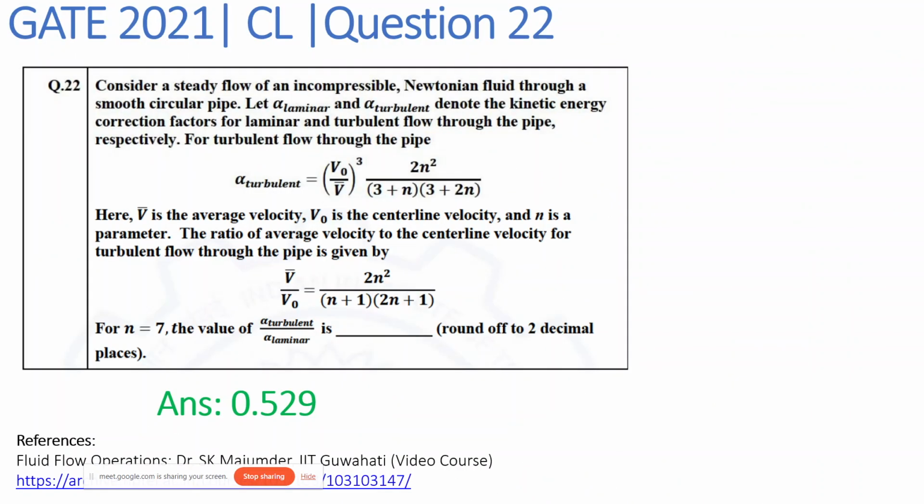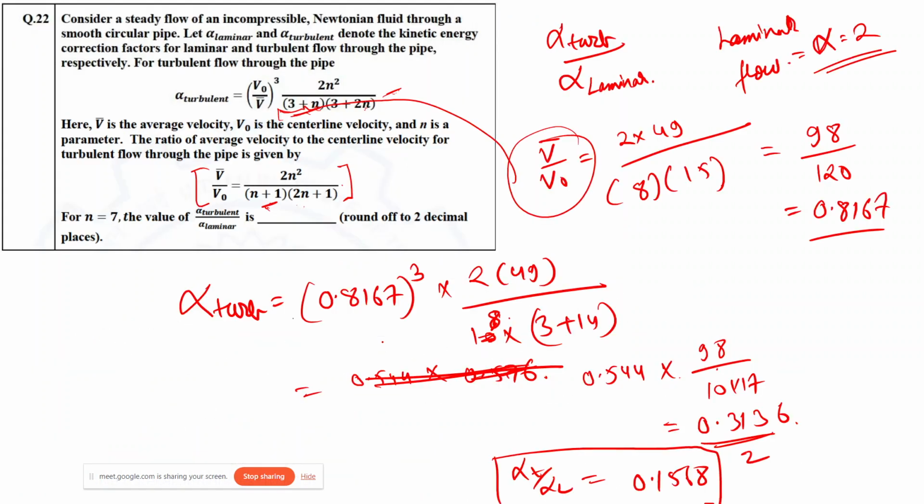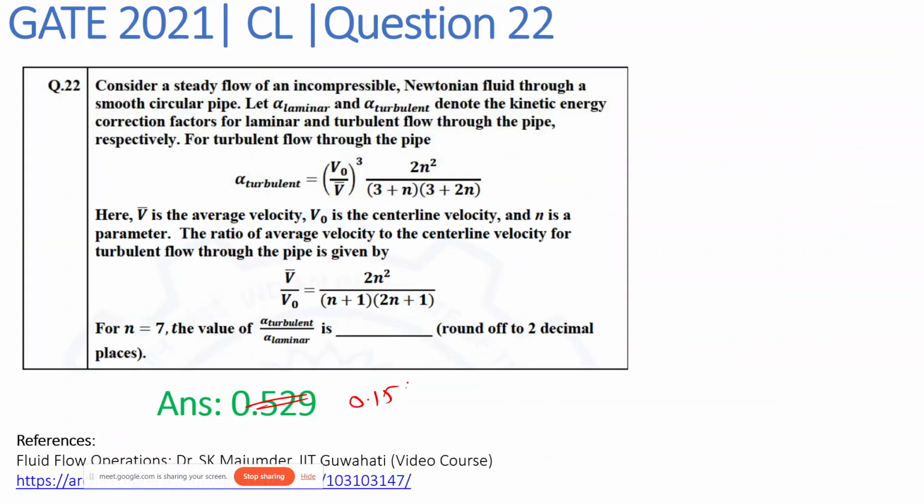So the final answer is not this one. The final answer will be 0.1568. So I will correct this solution and upload the video solution. So this is the incorrect answer. In this question, we simply had to replace the value of n equal to 7 in both of these equations. And for alpha laminar, the value of this kinetic energy correction factor is simply 2, so that we can straight away replace.